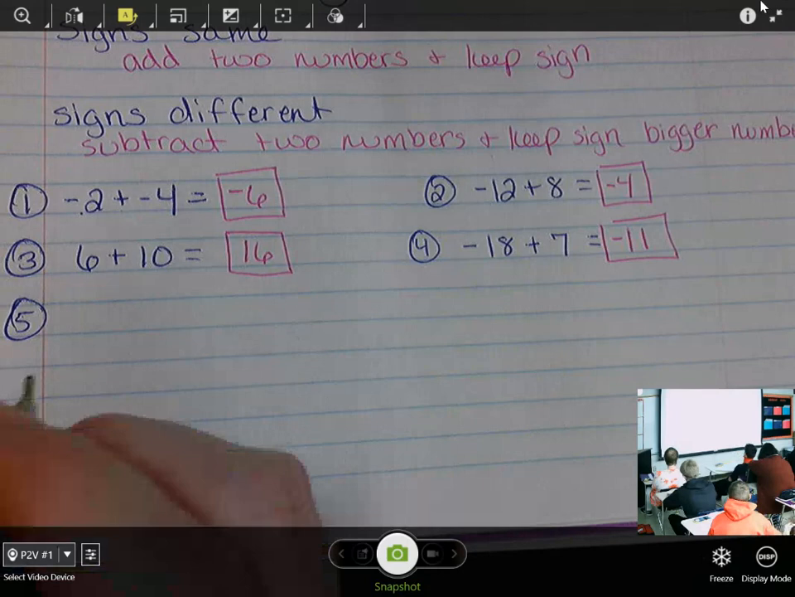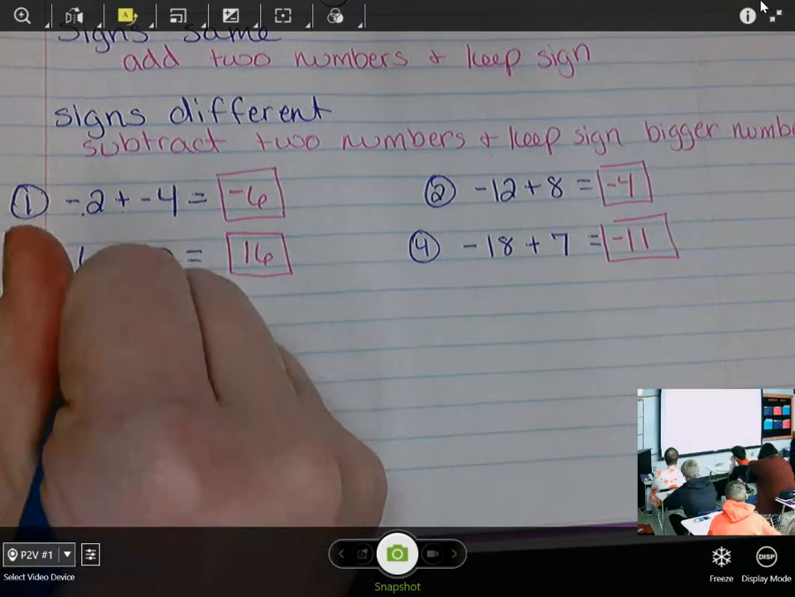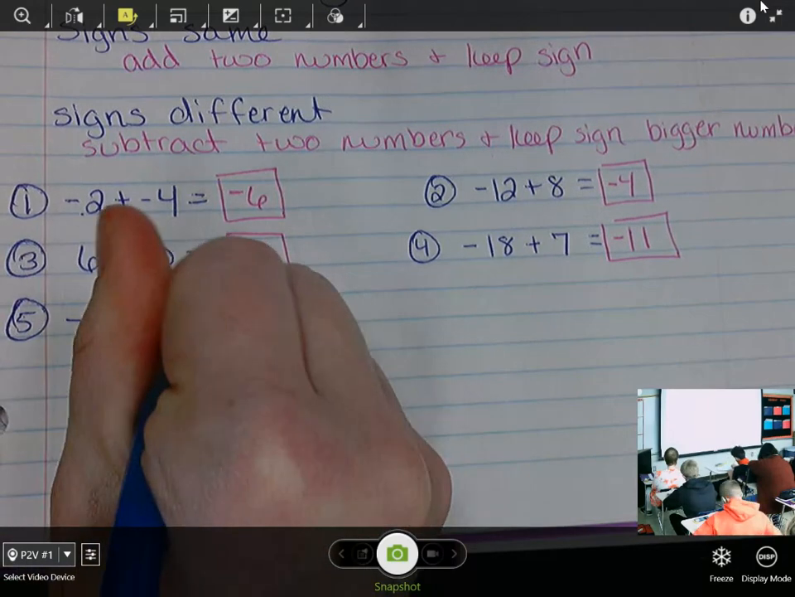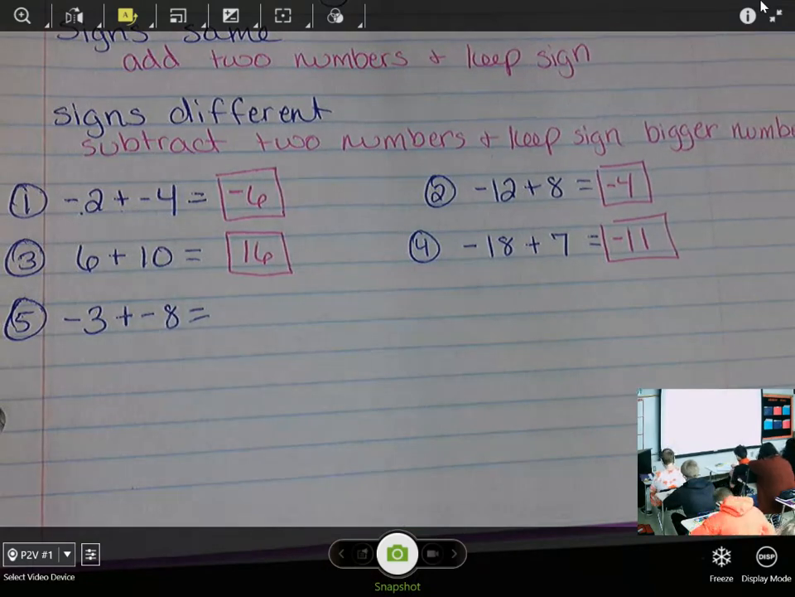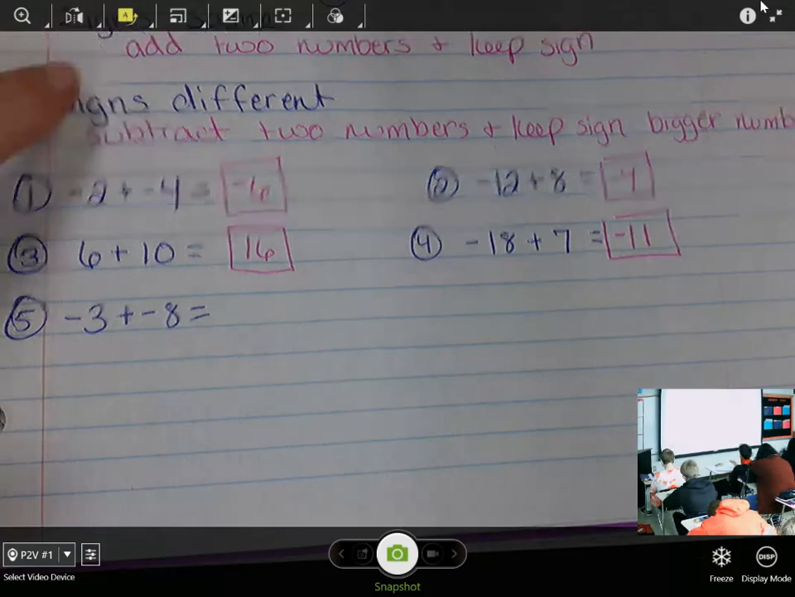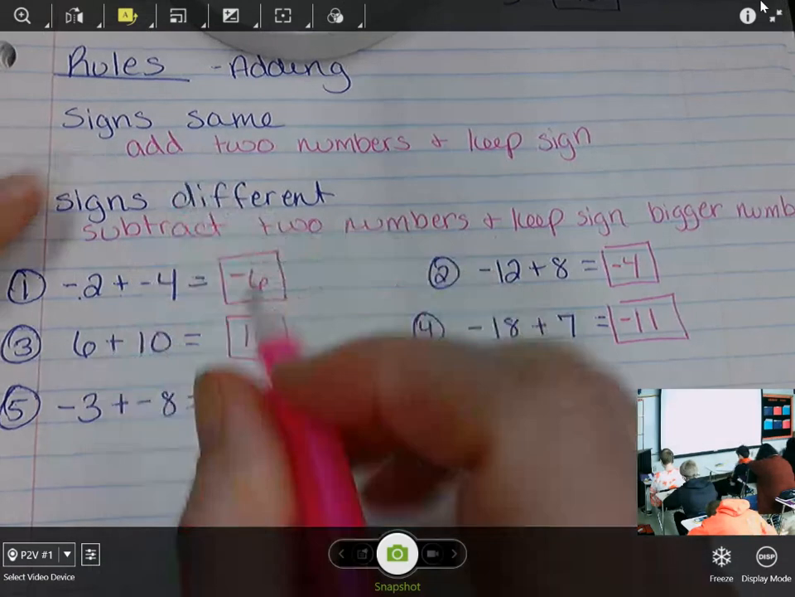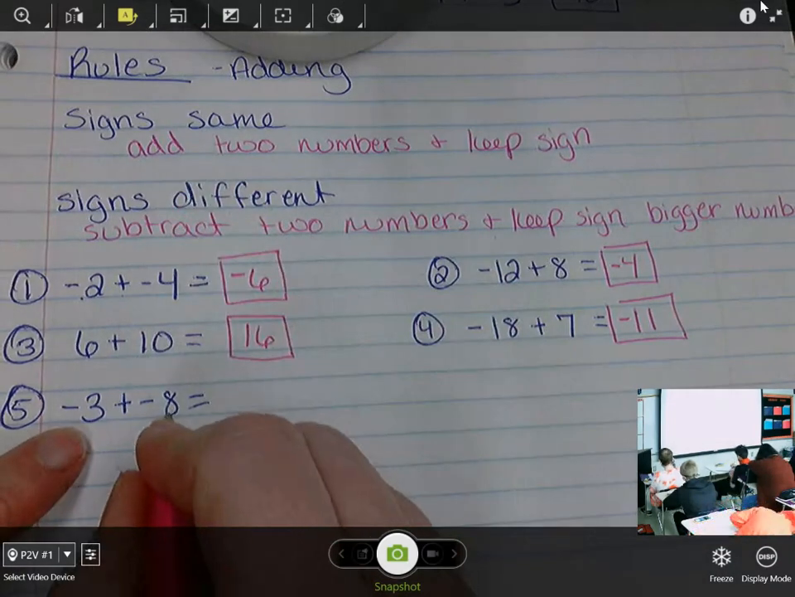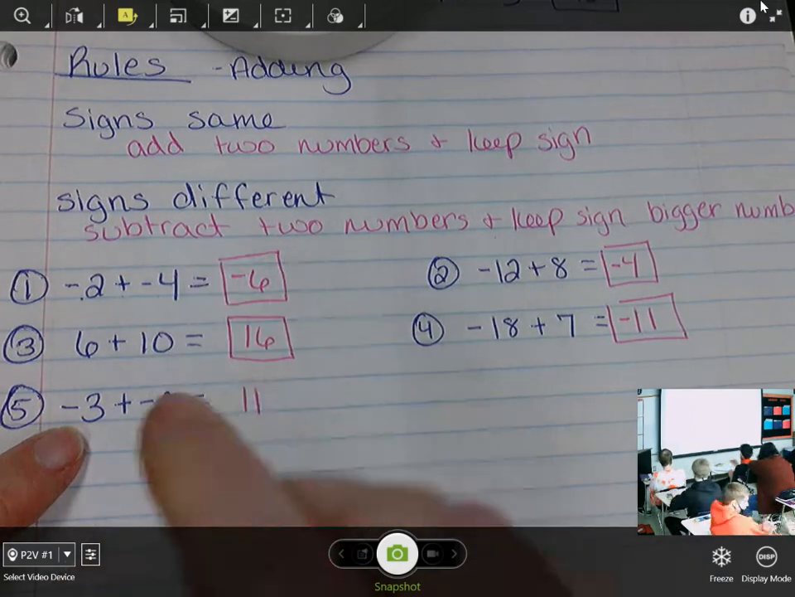All right, here's our next one. Negative 3 plus negative 8. All right, Ashton, tell me, am I going to add or subtract 8 and 3? Subtract. Why? Those two signs are the same, so you're gonna add those. All right, add, my fault. Well, when they're the same, it says add. So what's 8 plus 3? 11.